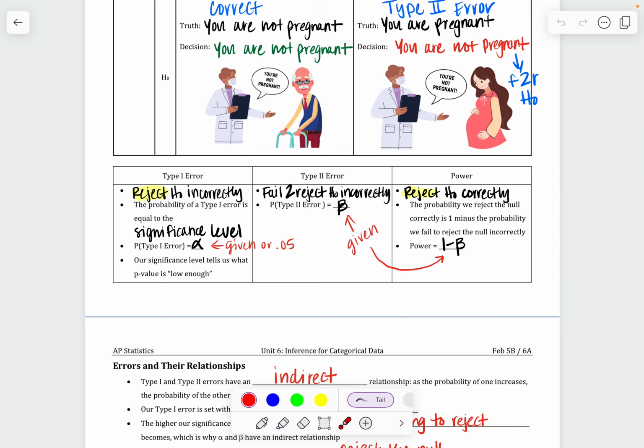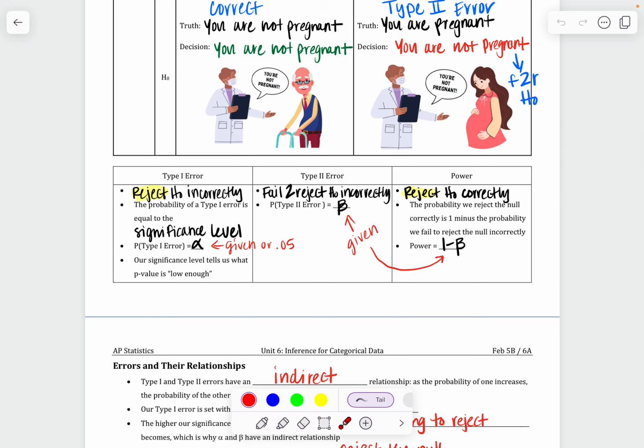Type 1 is always represented by alpha, because that is how likely you are to reject a null, because I will reject anything that is less than a significance level. Usually that's going to be given to you in the question, or it's going to be 0.05, our standard significance level. Type 2 error is represented by beta, and power is represented by 1 minus beta, because they go hand in hand.